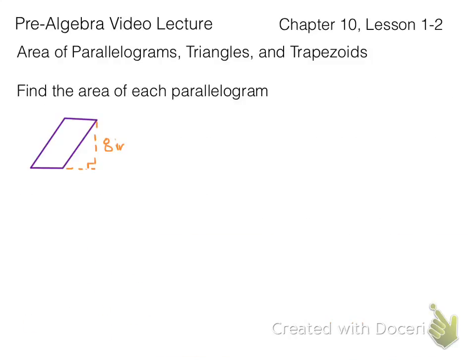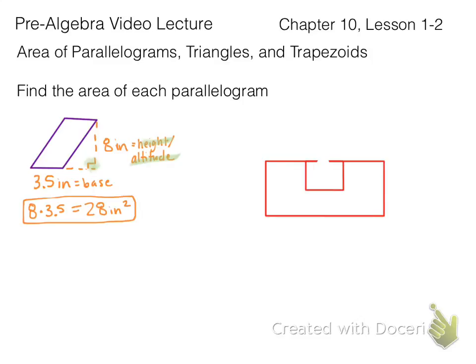All right, so let's go ahead and find the area of the parallelogram. Well, 8 inches is the height, and I know it's also the altitude because it forms a right angle with the base. The base is 3.5 inches, and I'm going to go ahead and multiply them to figure out the area of my parallelogram.